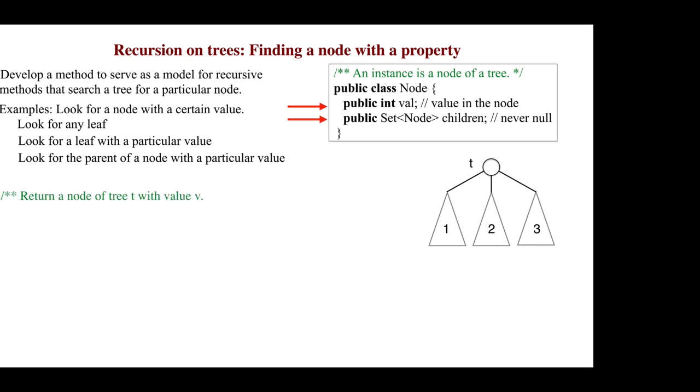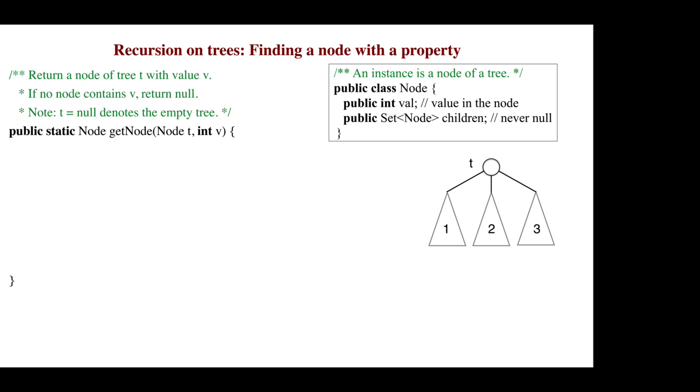We write the method body based on the method specification and header. Since t may be null, representing an empty tree, we take care of that case first. If t is null, return null. The second case is to determine whether root t is the desired node. If t.val equals v, return t.